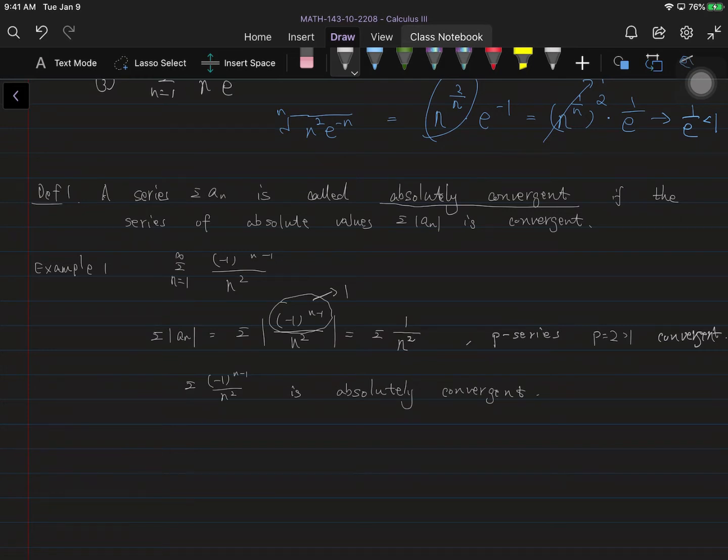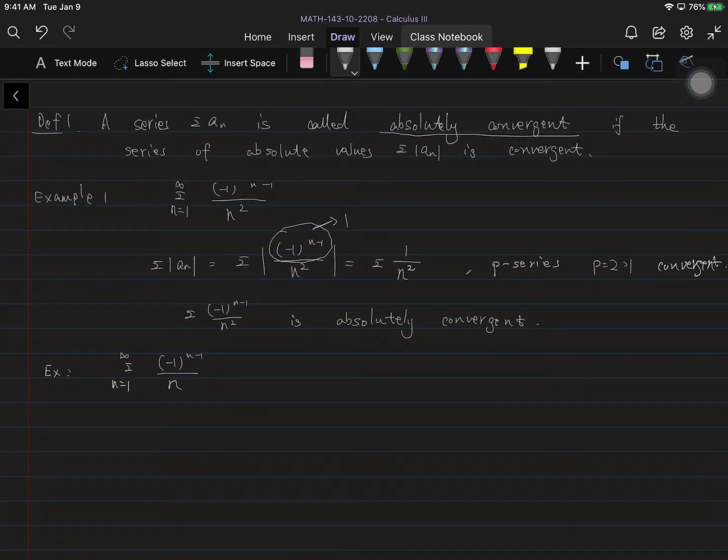Now let's take a look at the second problem. We can try the exercise problem here, the sum of (-1)^(n-1) over n from 1 to infinity. Do you still remember what we call this series? We call this series the alternating harmonic series. In the alternating series section, we use the alternating test. We test this series and we know this converges.